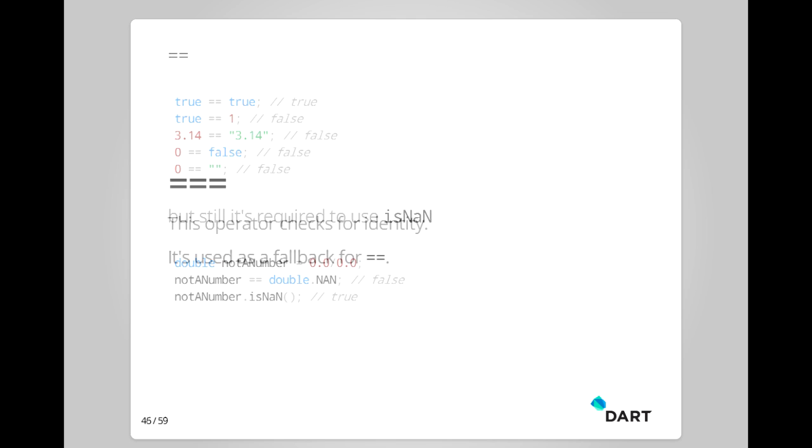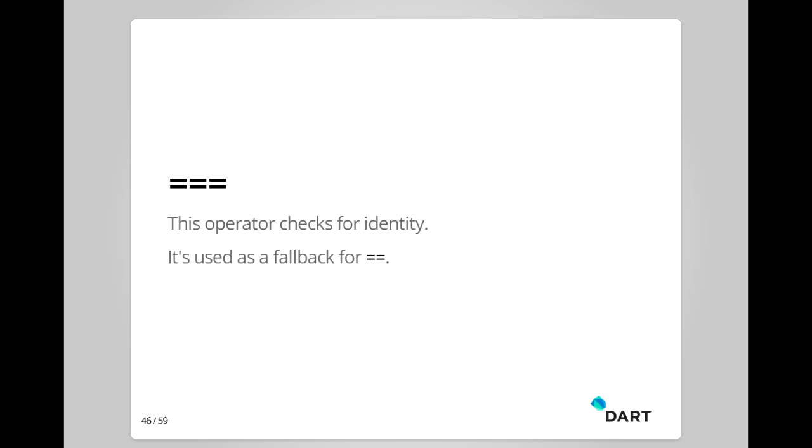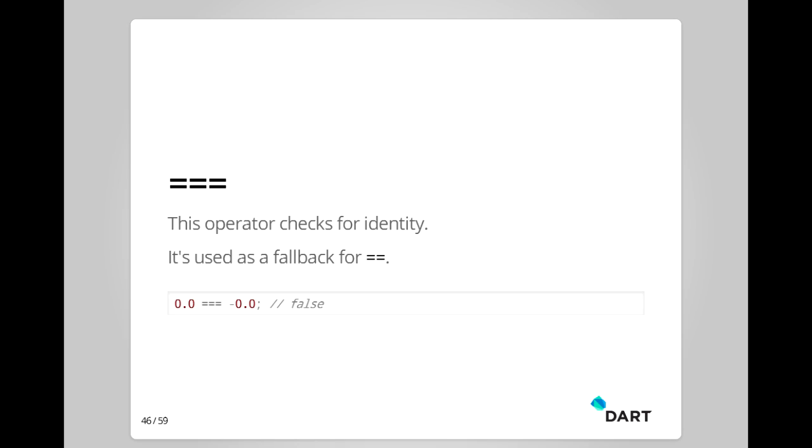The triple equality checks just for identity, if both operands are basically the same object. But we shouldn't use it, or we will rarely use that operator. Basically, this operator is a fallback for the double equality when some class doesn't overload the equal operator. So it will just fall back to the triple equality. And using the triple equality, I found out that 0.0 is not equal to minus 0.0. So both are different instances.